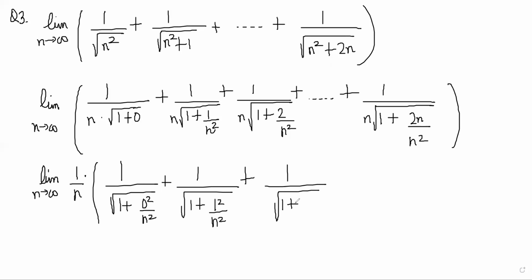N square is there. If I take n common, what will I get? If I had taken just n common, I would have gotten n here. Root n would have come outside and n would have been here. And here would have been n plus 1 by n, and n plus 2 by n, and n plus 2n by n. Right?